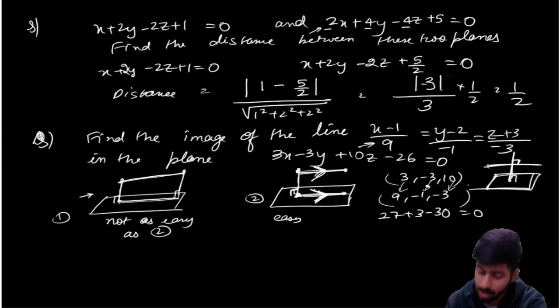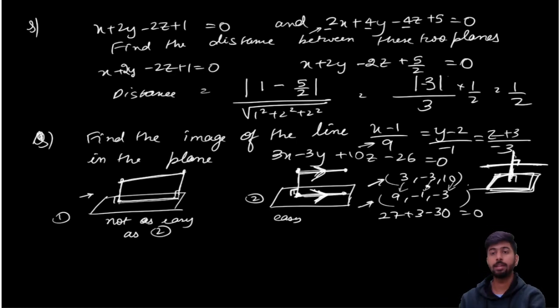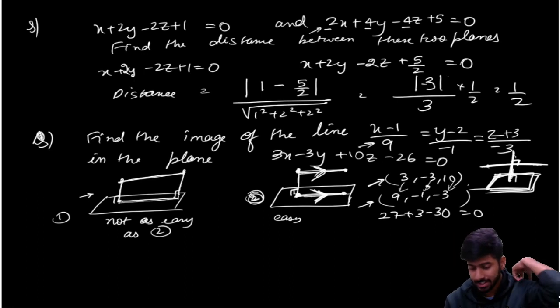So just understand that. This is the normal, this 3, minus 3, 10 is perpendicular to the plane. But this is also perpendicular to the line. That means the line is parallel to the plane. That is what I mean to say. That means it is the second case. So the second case is very, very simple now.